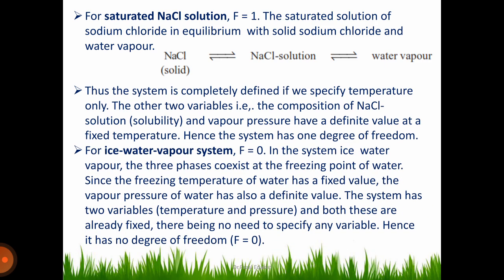For ice water vapor system, the degree of freedom is equal to 0. It is a non-variant system. In the system ice water vapor, the three phases coexist at the freezing point of water. Since the freezing temperature of water has a fixed value, the two variables, that is the temperature and pressure, both are already fixed, there being no need to specify any variable, hence it has no degrees of freedom.